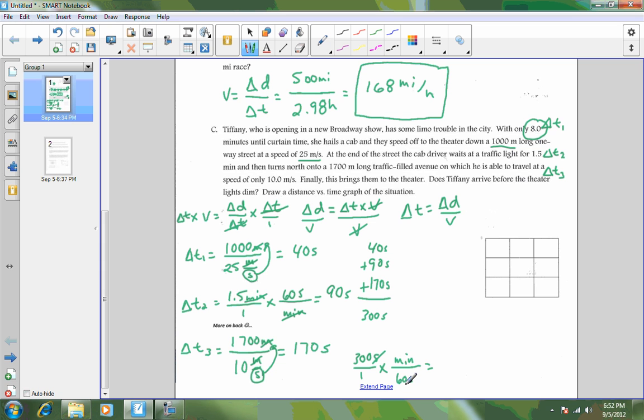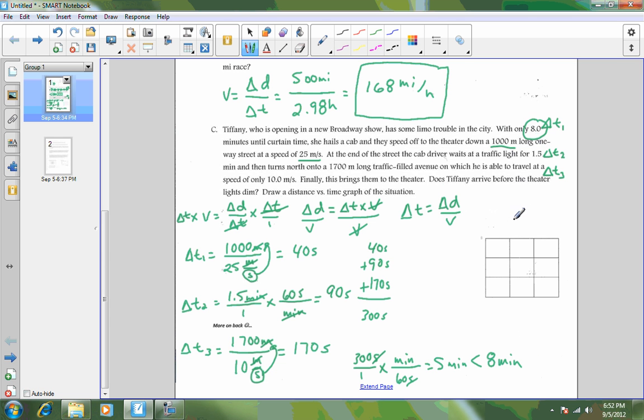We can cancel out seconds here, and 300 divided by 60 is 5 minutes. 5 minutes is less than 8 minutes. So from that we can conclude that yes, Tiffany made it on time. Now let's graph this situation.